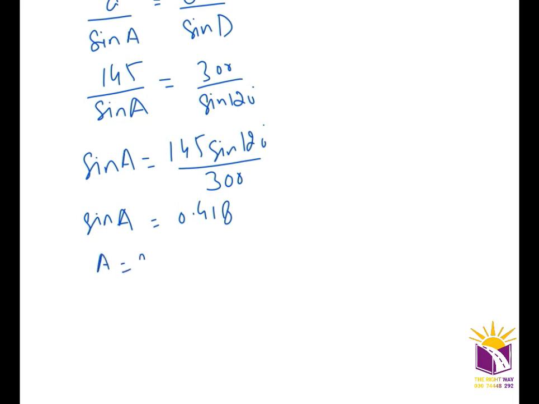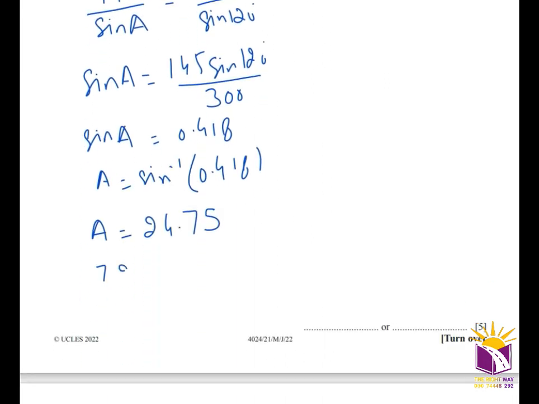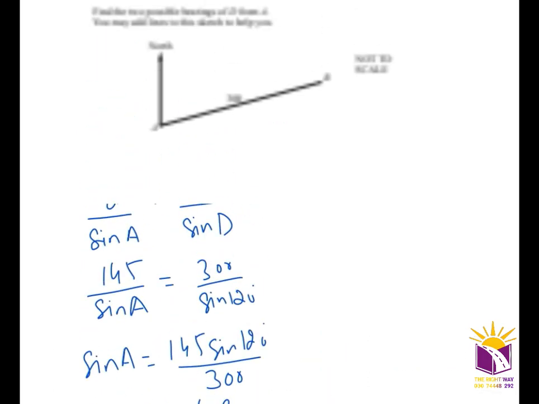To find A, we are taking sine inverse of 0.418, shift sine, and the answer will be equal to 24.75 degrees. So bearing will be equal to 72 minus 24.75, which will be equal to 47.25. This is the first bearing.